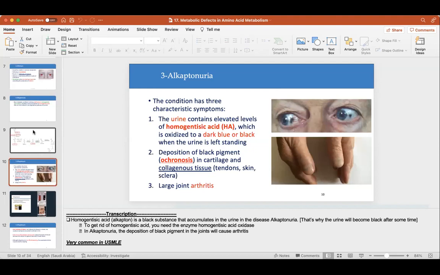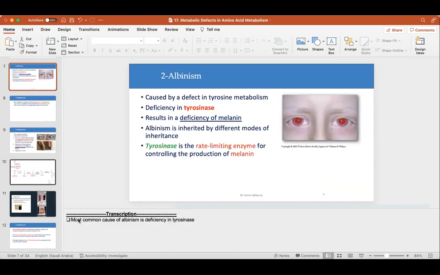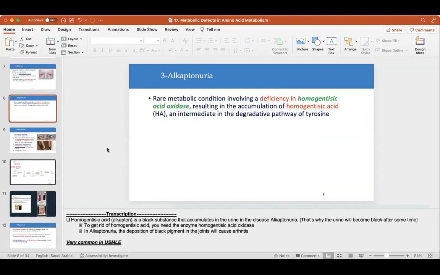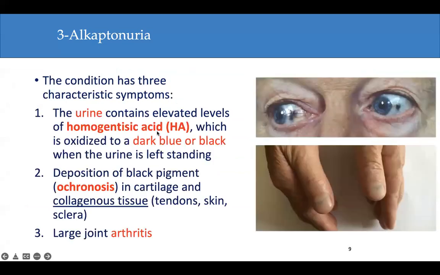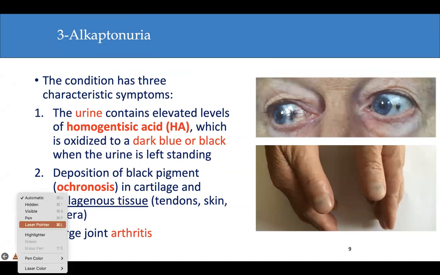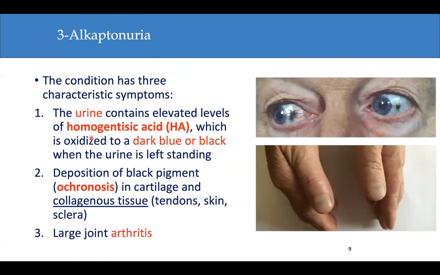All right, so the two symptoms, or the two things that actually happen. The first is an accumulation of homogentisic acid, or HA, which produces a black pigment. Now, this black pigment can either come out in your urine, or it can be deposited in the cartilage and collagenous tissue. This black pigment is essentially just the homogentisic acid, and then it gets oxidized to become black. And this is what it looks like.